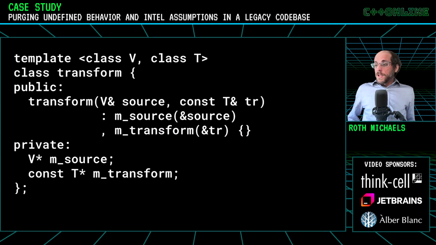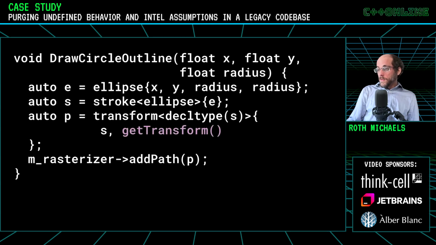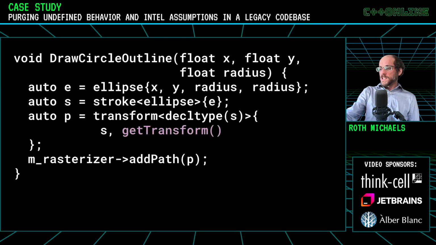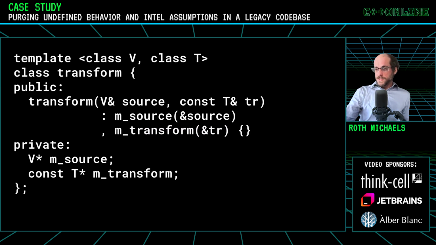So if you look at a simplified implementation of transform, it has some pretty not best practices code here. You'll see two issues. One, the stroke object that's going to be passed as the first parameter is taken by reference, and then they take a pointer to that. And that's kind of okay. But then the get transform, they take a const reference.